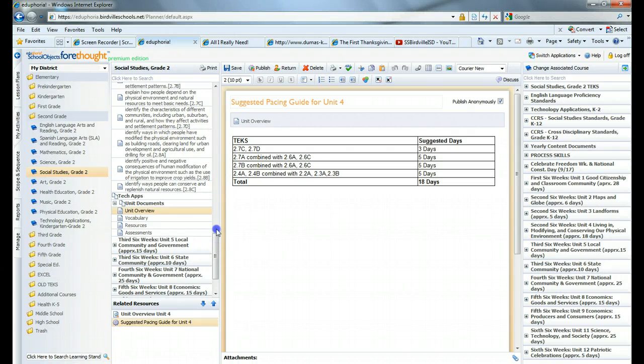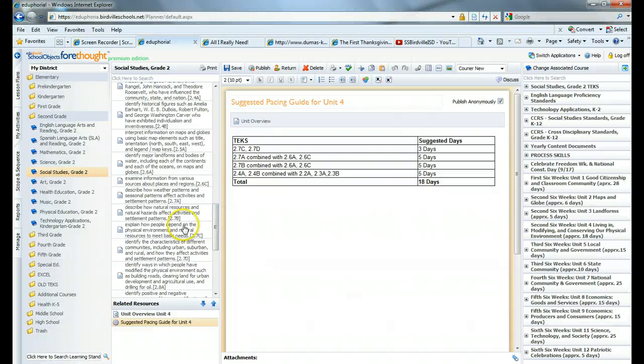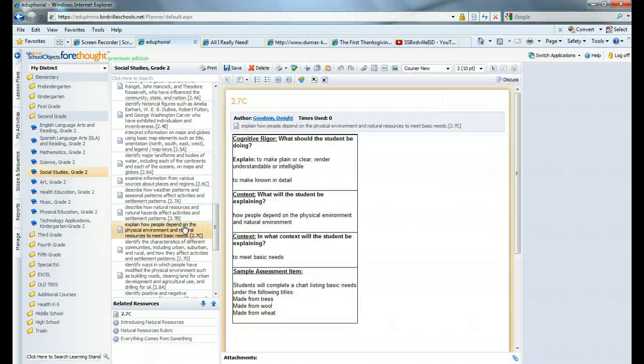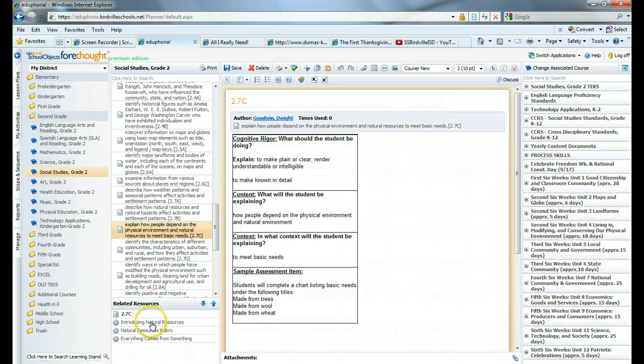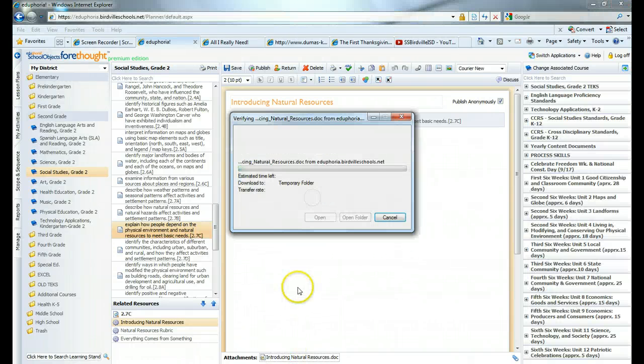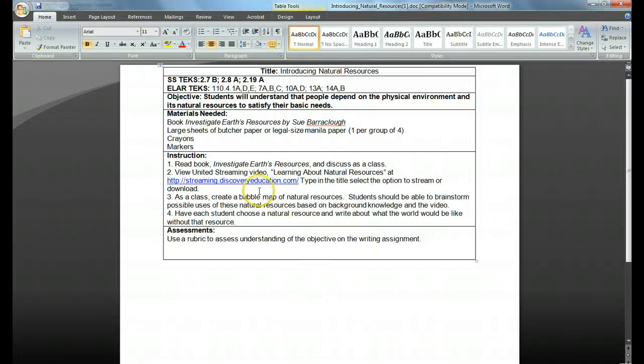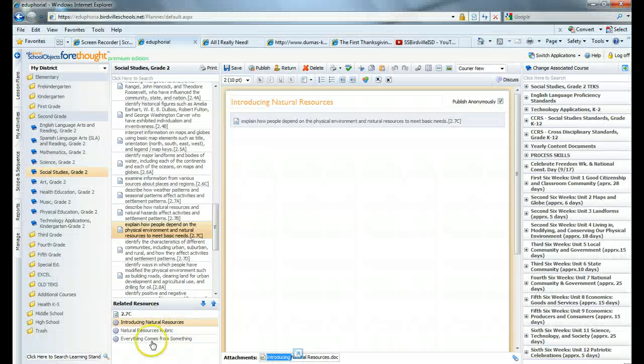I want to show you each one of these TEKS so that you see them. We're going to start with that 2.7 C and D. I have included in here for you several different activities that you can do. Here's one called Introducing Natural Resources. If you click on this one, you will see that this goes over, once again, a United Streaming video learning about natural resources, and you have them choose something and write about it. So that's something that you can do.